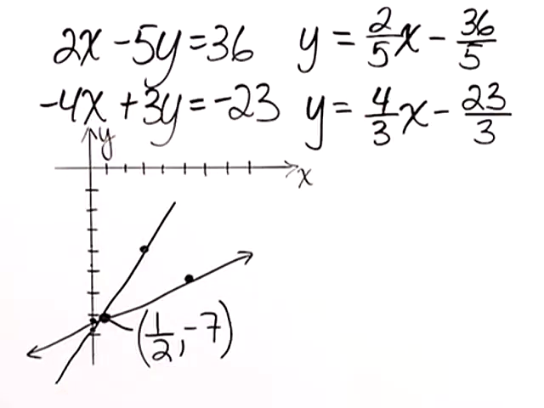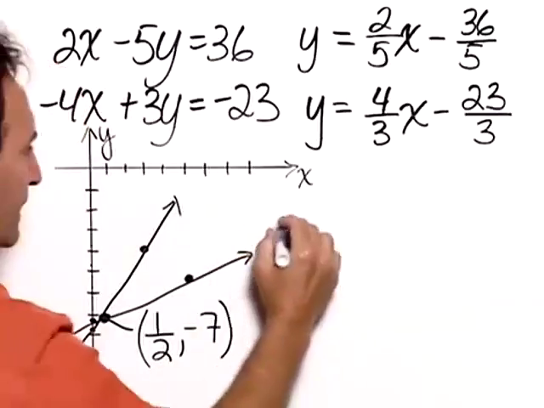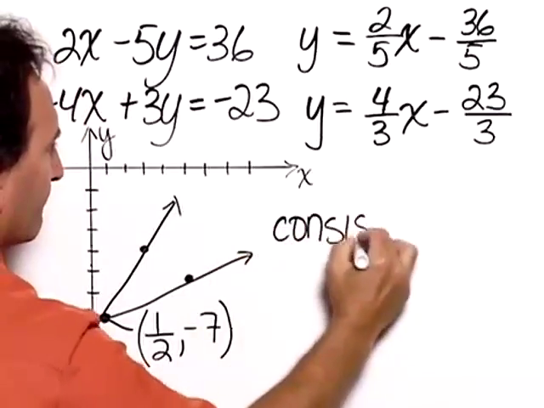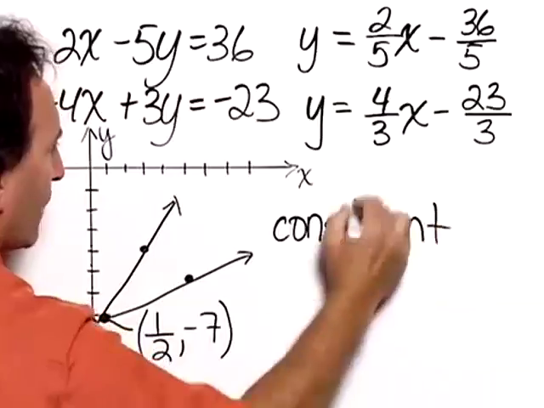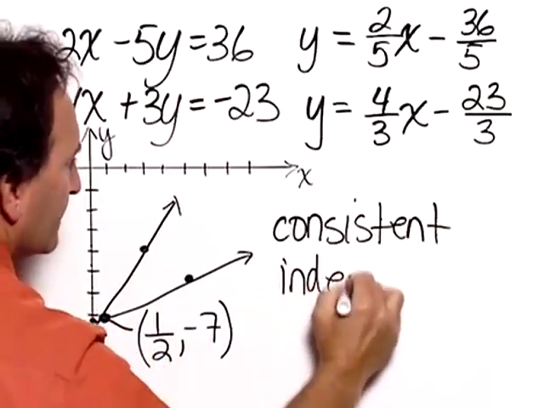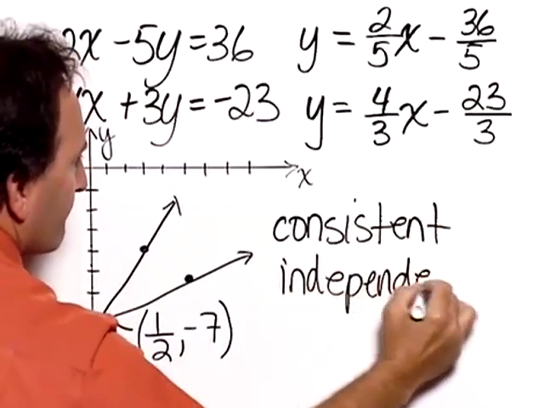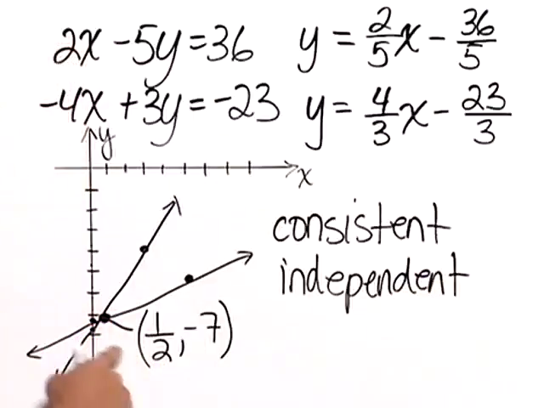Now, in that case, we have one solution. Actually, let me put my arrows on the ends of these to show that that continues. So we have one solution. Therefore, the system is consistent. And the equations are independent. Independent because we get only one solution. Consistent because there is a solution.